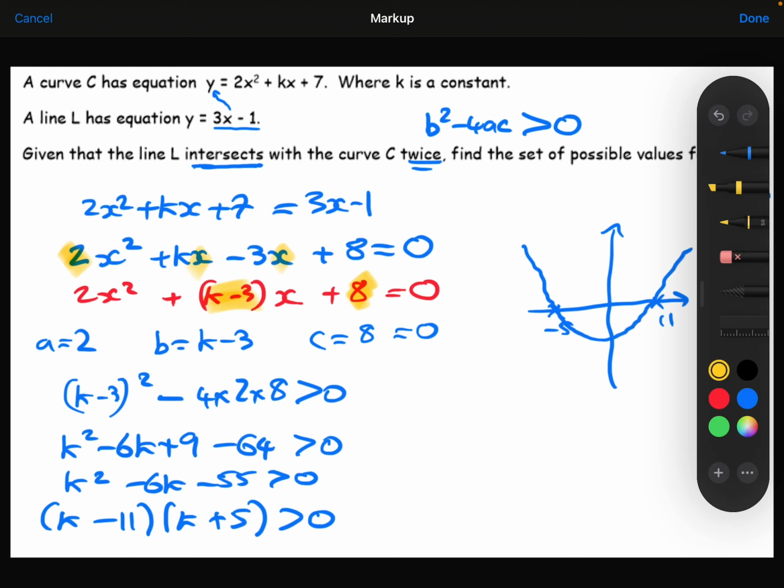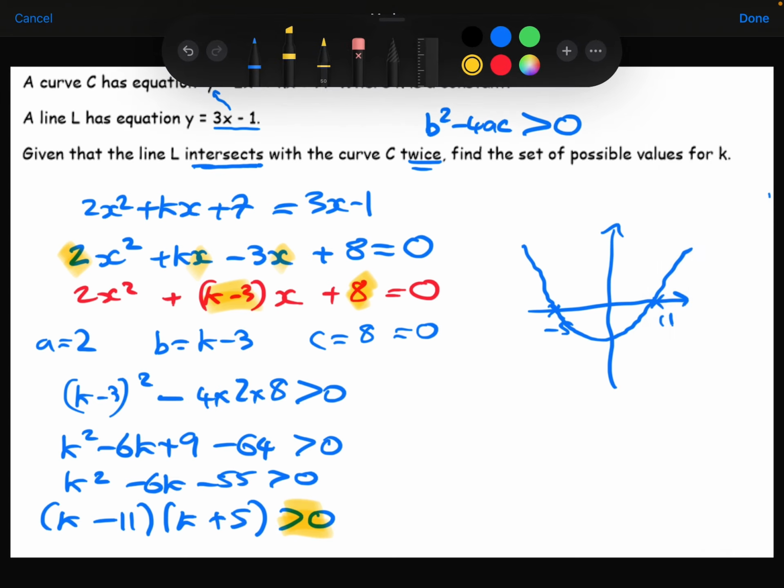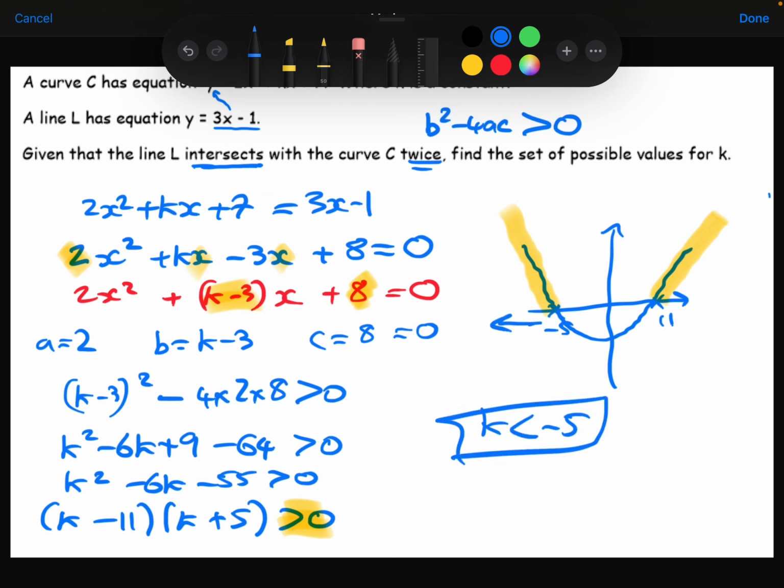And we're looking for when this is greater than 0, which is going to be all of the values over there and all of the values over there. So if k is less than minus 5, all of these values here, or if k is greater than 11, all of these values over here, in either of those cases, then that straight line would intersect the curve twice.